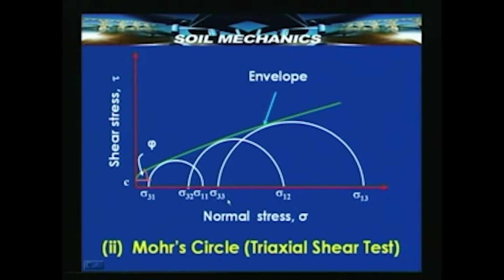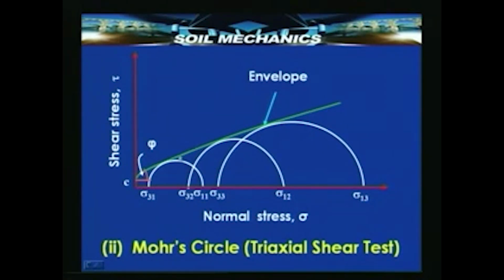Now, here is an example of 3 such Mohr circles for a triaxial test. For convenience, the first circle is shown to have a minor principal stress equal to sigma 31 and a major principal stress equal to sigma 11. The second circle, corresponding to the second test, has a slightly higher minor principal stress sigma 32 and a slightly correspondingly higher major principal stress sigma 12. The last circle has sigma 33 and sigma 13 as the corresponding stresses.